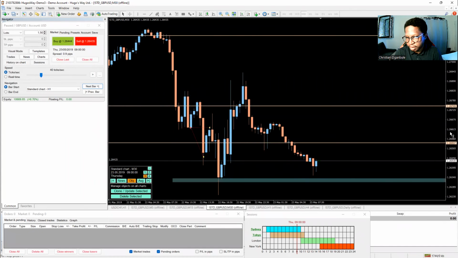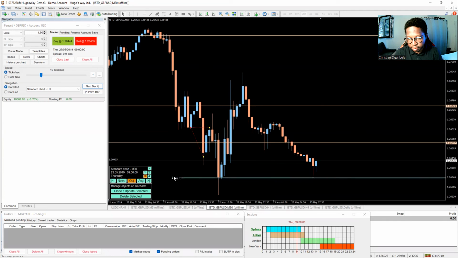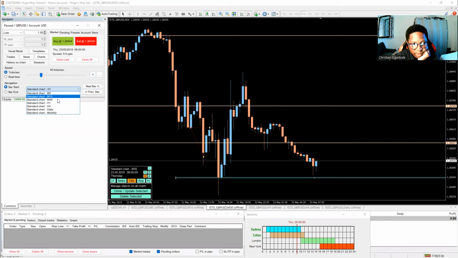On the 30 minutes time frame, still the same price action. So for now, I'm just going to watch how the candles form to see if we can get a trade in. So I'm just going to keep this by 15 minutes and see how the candles form. Next.